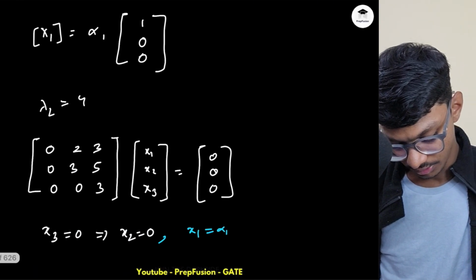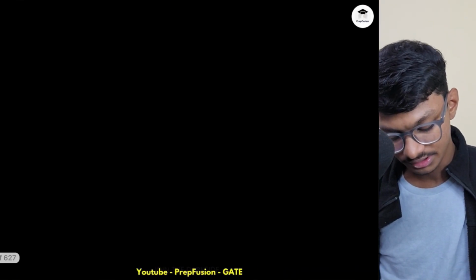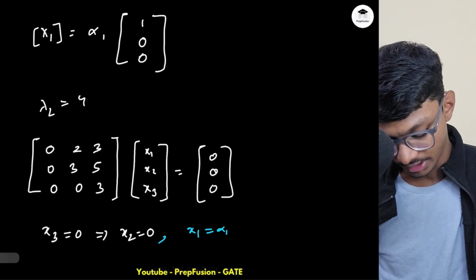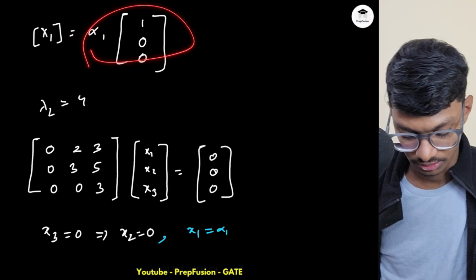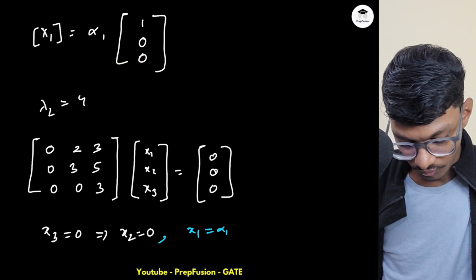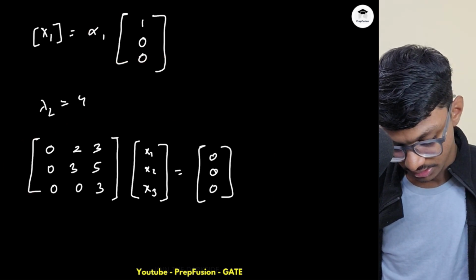So okay, where did it go? Yeah, so here what is the nullity? Nullity is 1. So if nullity is 1, my eigenvector will be only a single one. I'm talking about the previous lambda. Now for this lambda, let me just rearrange the equations.